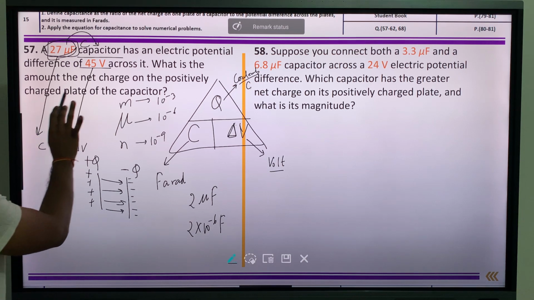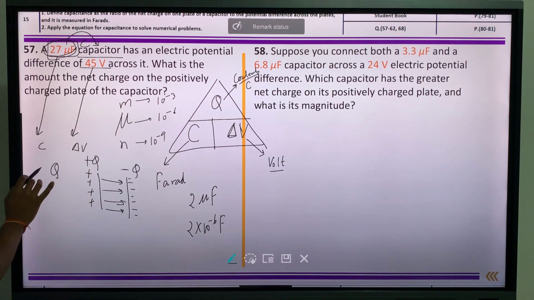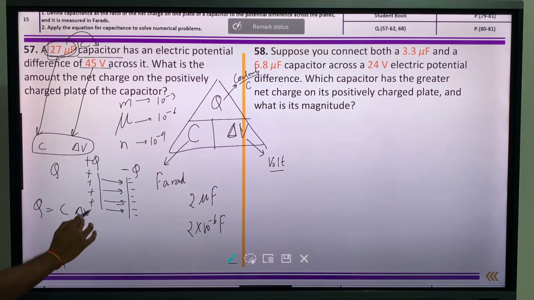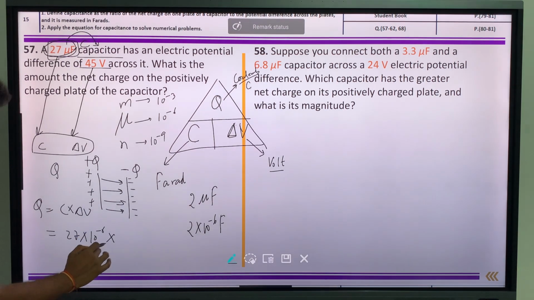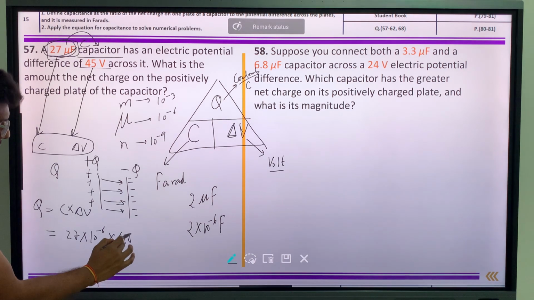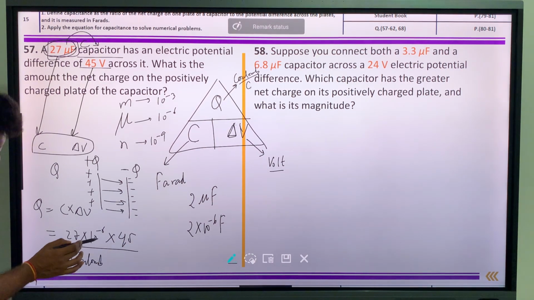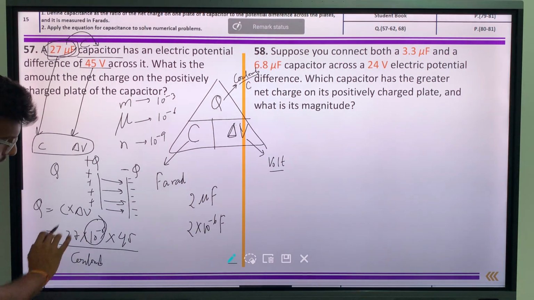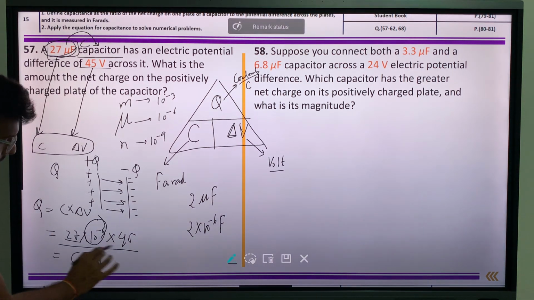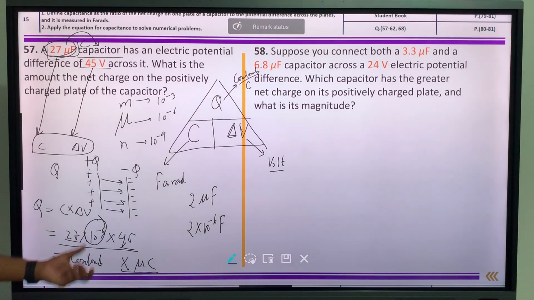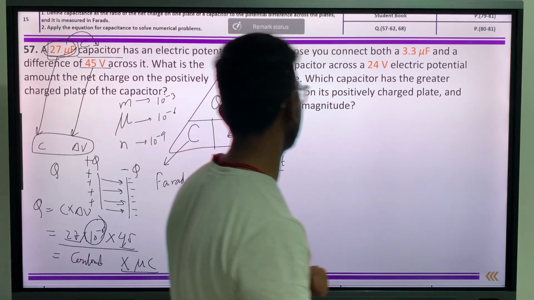I need to find out what is the charge on the positively charged plate. So if I need to find out the charge, Q will become, as per the expression, C times del V. I have the capacitance which is 27 microfarad, so 27 times 10 to the power minus 6, and del V is 45. Multiply them, whatever result you get, that many coulombs. Or sometimes they will not solve the 10 to the power minus 6, they will simply say, let's say 27 times 45 is, let's say x microcoulomb. That's also correct. So either of the options, whichever option is available, use that.